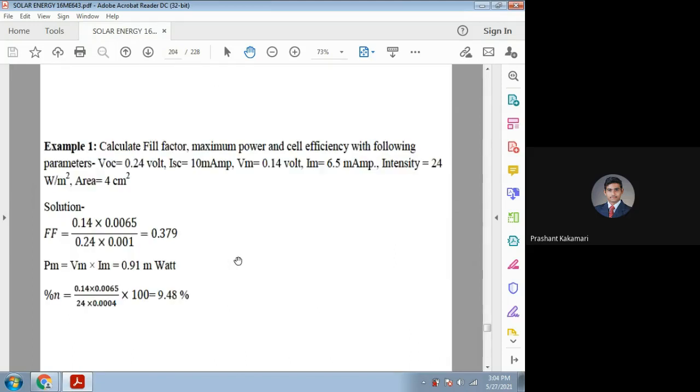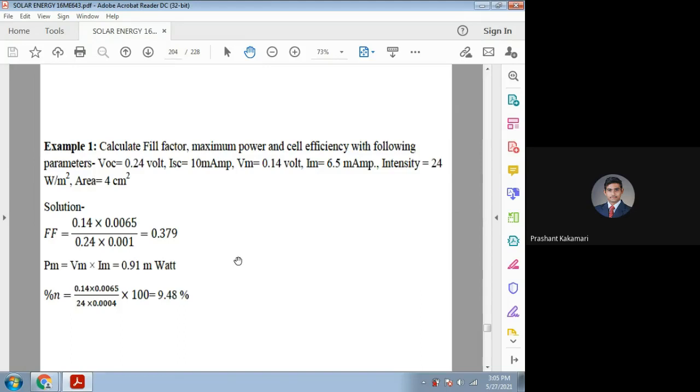Now, the next problem I have taken: calculate the fill factor. Now see, it is the reverse of the previous problem. Here we need to calculate the fill factor, maximum power, and cell efficiency with the following data. We need to find out all these factors, and we know the formulas for all of them. So for those formulas, we need to check what needs to be substituted, whether it is given or not.